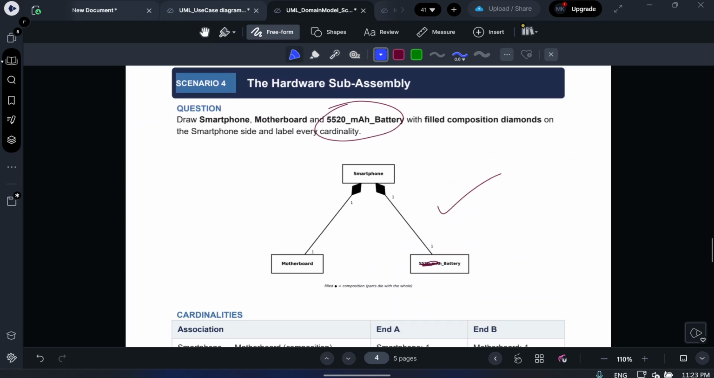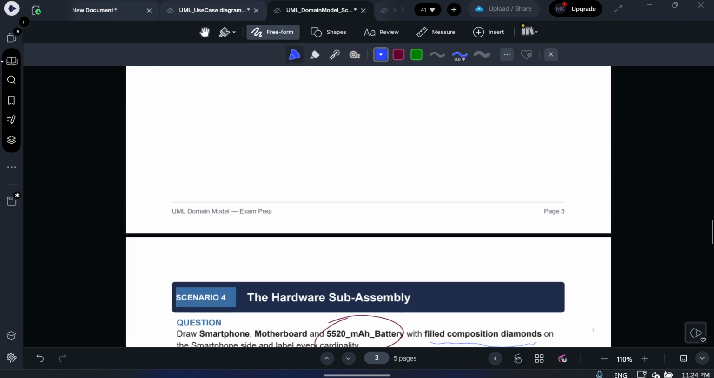Now this is a good example. Look at a battery and look at a motherboard. They cannot live on their own. So the example was accurate. To have a smartphone functioning, if you remove the battery, there is no smartphone. What is it? It's not a smartphone anymore. If you remove the motherboard, it's not a smartphone anymore. That's the same thing with a car. If you remove the engine, there is no car anymore. So the engine has a strong aggregation with a car. This is again an understanding of filled composition diamonds.